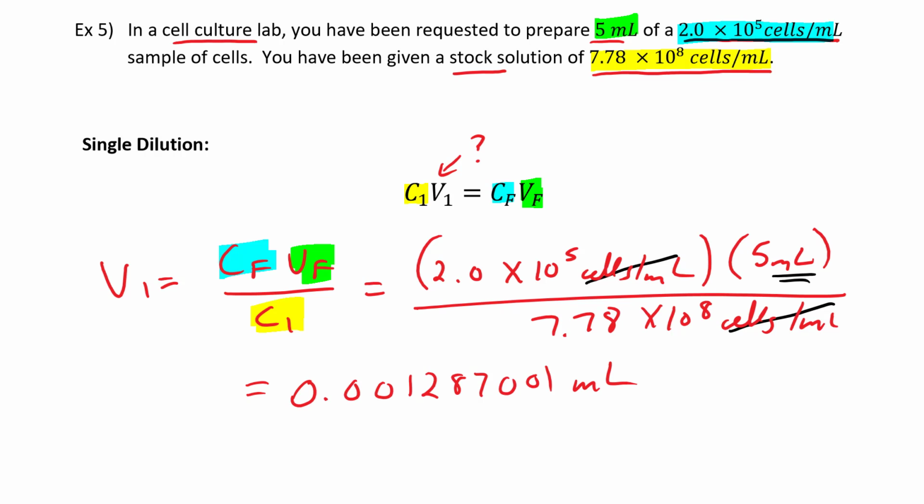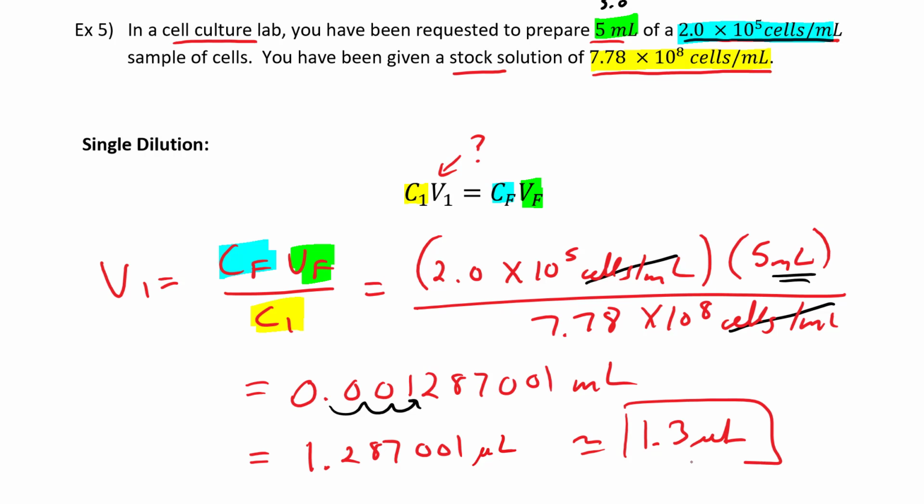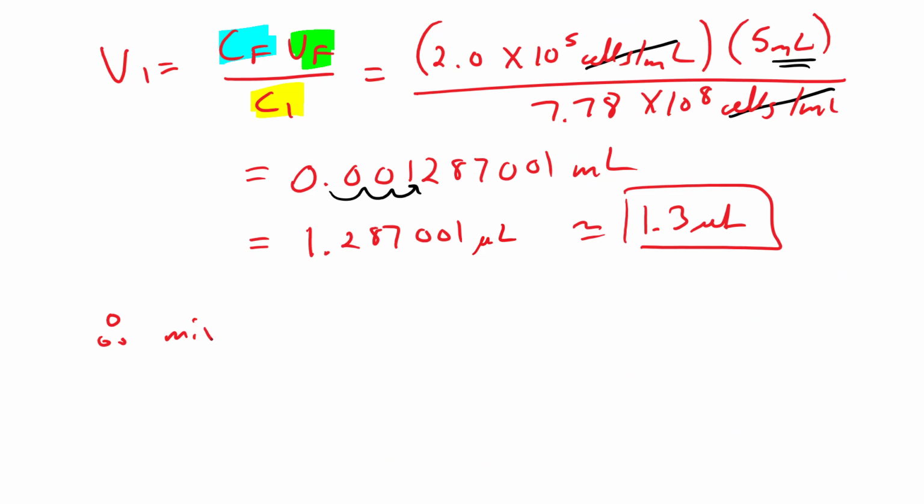That's a very small volume. Let's convert that over to microliters. Moving that over 3 decimal places equals 1.287001. Significant digits, let's just say we're going to round that off to 2 significant digits. We'll say this value here was 5.0. So we'll round this off to 1.3 microliters. So what are we going to do with this? How are we going to calculate this? Therefore, based on these calculations, it says we will mix 1.3 microliters in 4.9987 mils of my solvent.